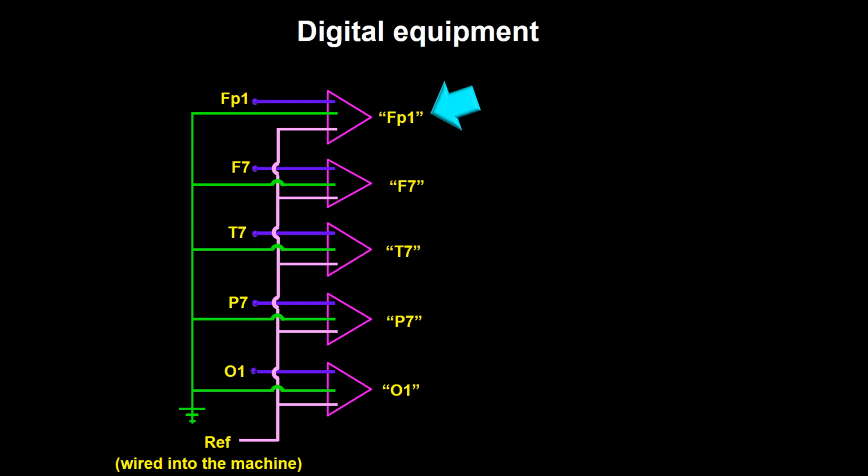The arrow in this case indicates the value of FP1, the value of F7, the value of T7, the value of P7, and the value of O1. Notice that all are in quotation marks. I have done this to indicate that they cannot be used without further processing.